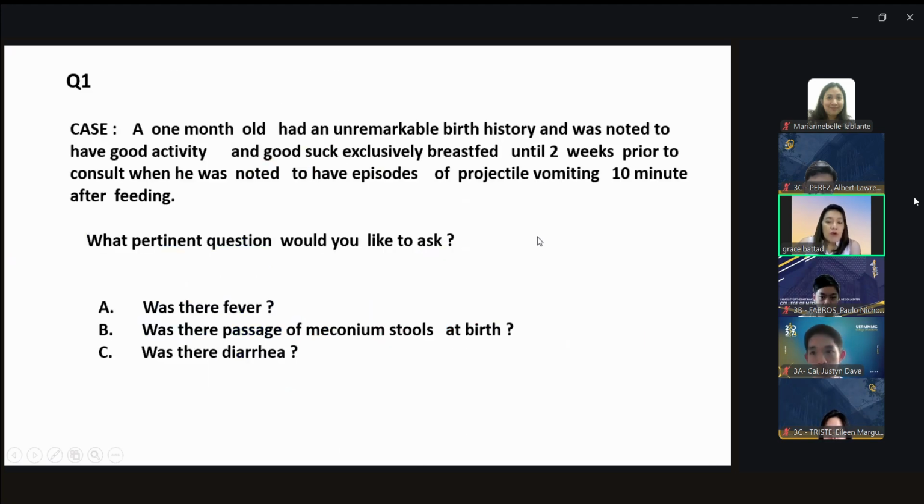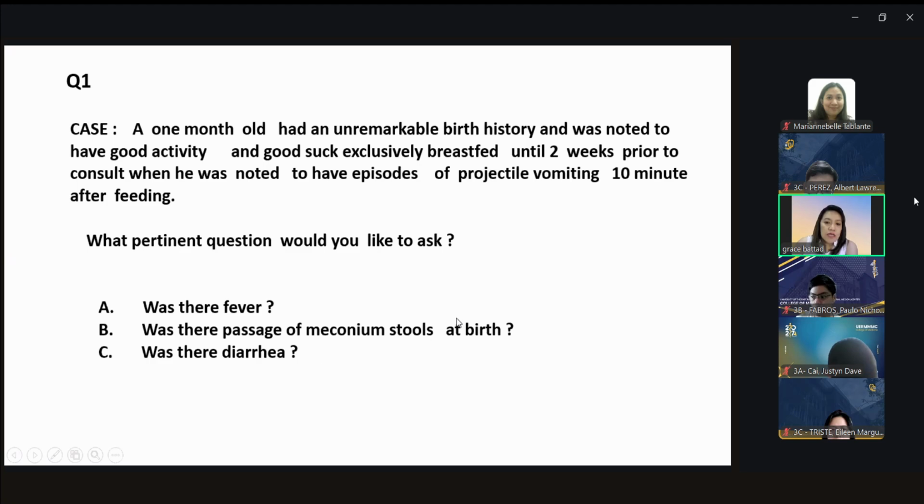So let's go back to our case, a 1 month old who had an unremarkable birth history. She is exclusively breastfed, and at 2 weeks of life she started having projectile vomiting 10 minutes after feeding. What pertinent questions would you like to ask? Was there fever? Was there passage of meconium stools at birth? Was there diarrhea? Speaking of acute gastroenteritis, maybe this is going to be your first question.